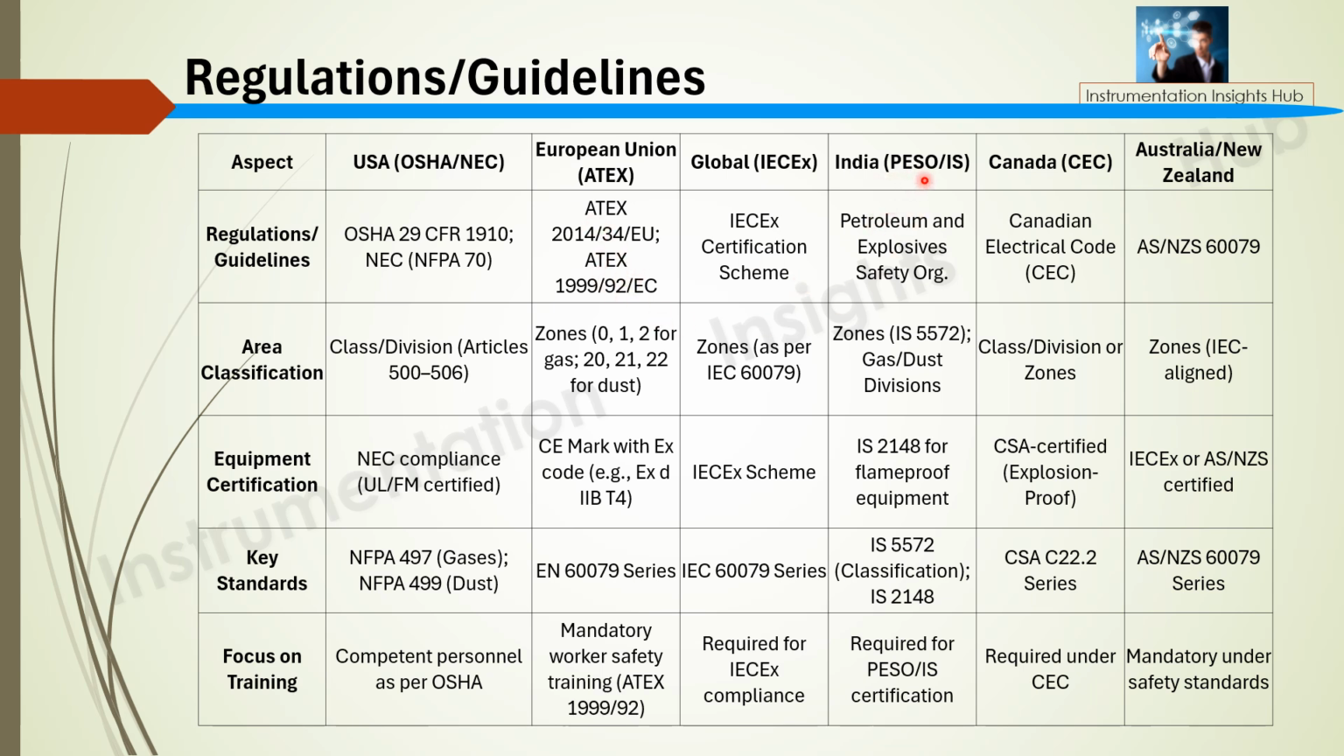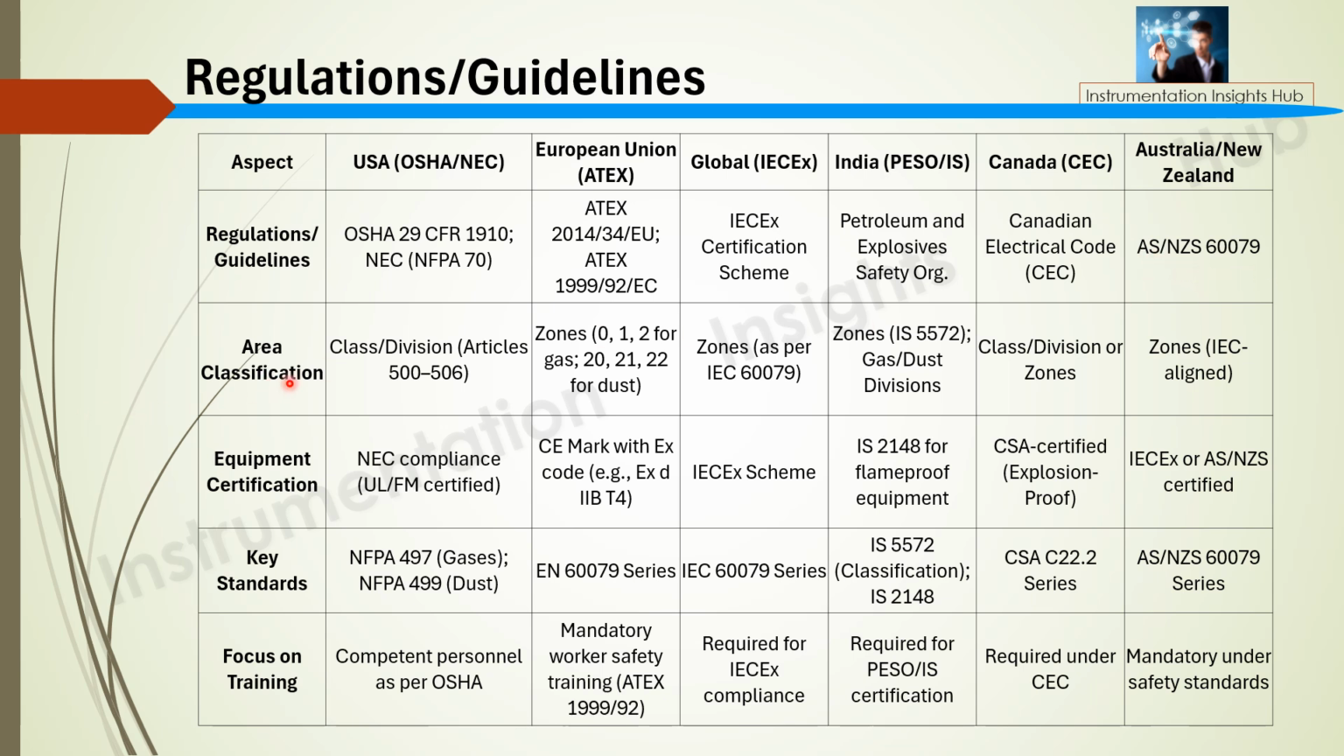India has PESO and IS. PESO is the Petroleum and Explosives Safety Organisation. Canada has the CEC, the Canadian Electrical Code, like the NEC, the National Electrical Code, which is applicable in the USA. Australia and New Zealand have AS/NZS 60079.